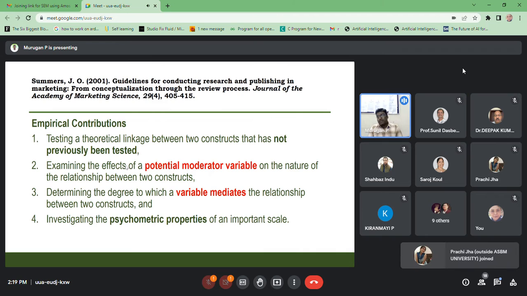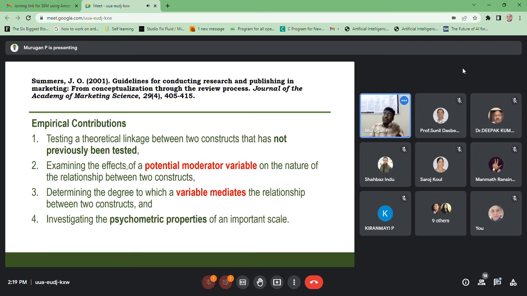And then if you look at the second point, examining the effects of a potential moderator variable on the nature of the relationship between two constructs. So basically a relationship between X and Y already exists. Here what I'm trying to do is put some boundary condition by bringing some contextual factors as a moderator, or maybe some personality variable as a moderator, in order to understand some of the existing phenomena, or existing relationship, in a better manner. So that's the reason why I'm trying to bring moderators. In this way, one can enhance the empirical contribution in the manuscript.